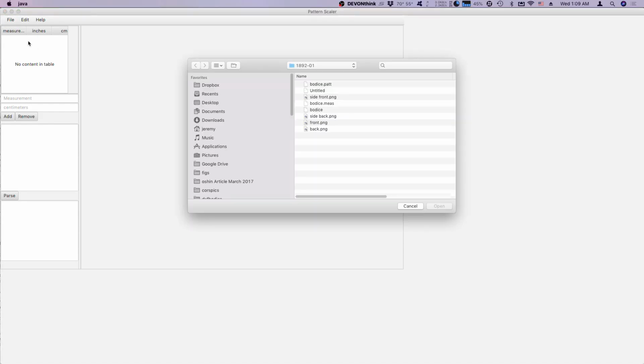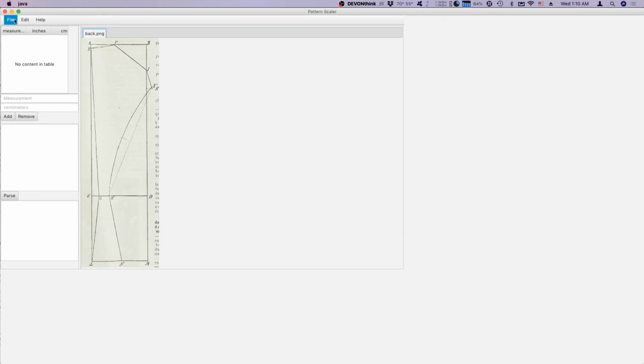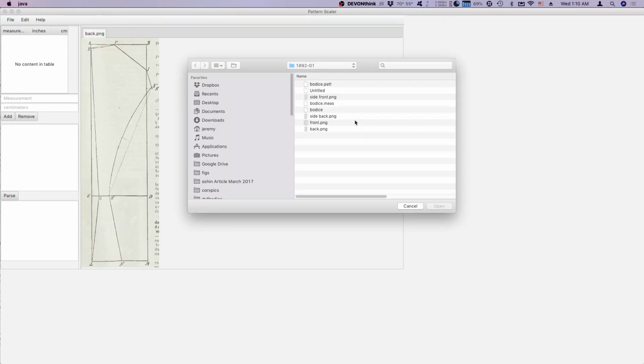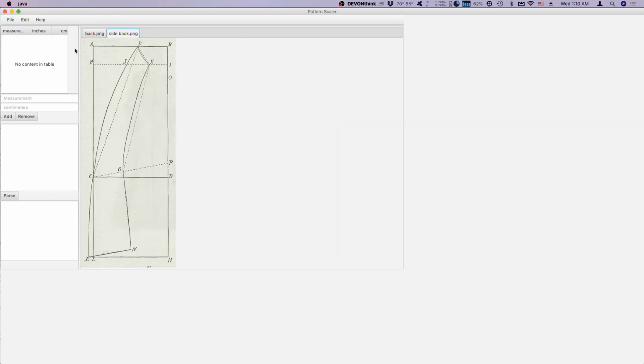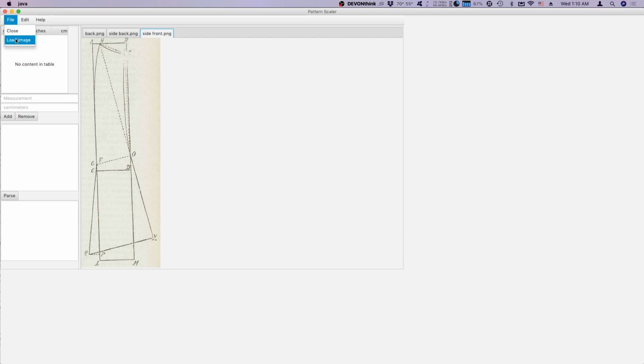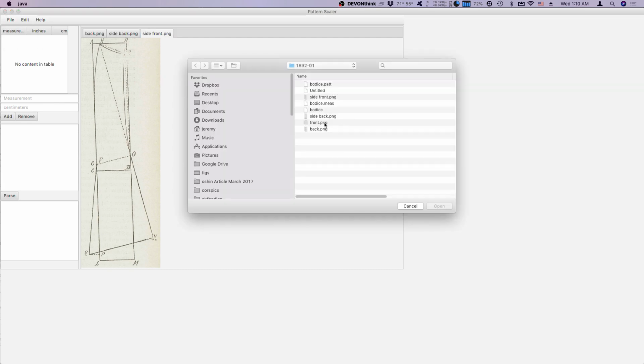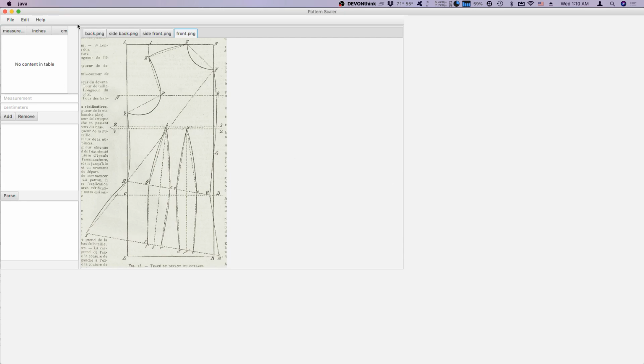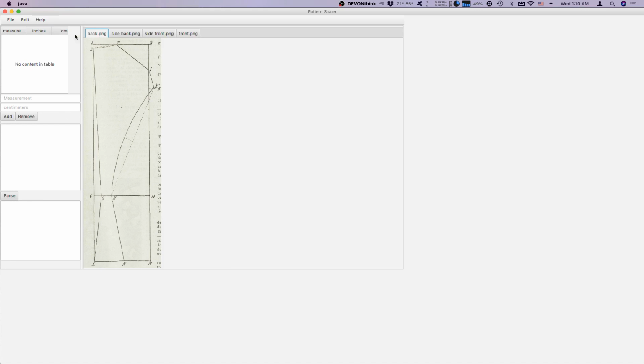And what I'm showing you is from 1892, and it consists of four measurement parts. We'll begin with the back piece. We'll add in the side back right here, the side front or the underarm piece, and of course the front. Now, this particular draft begins with the back, so we'll deal with that.